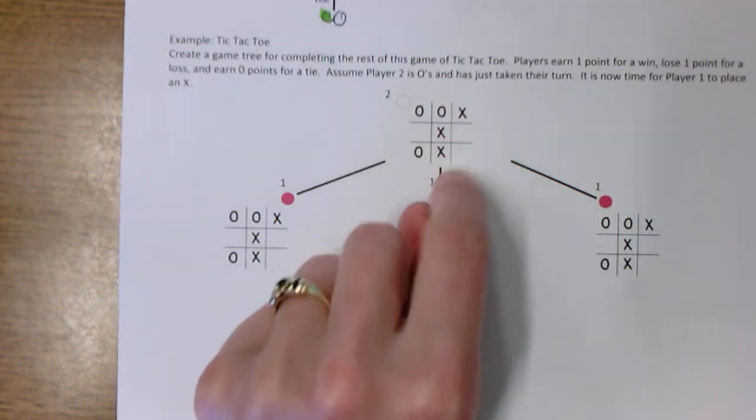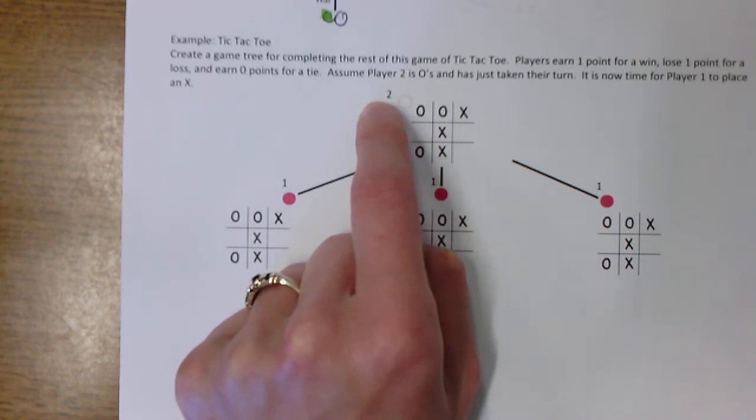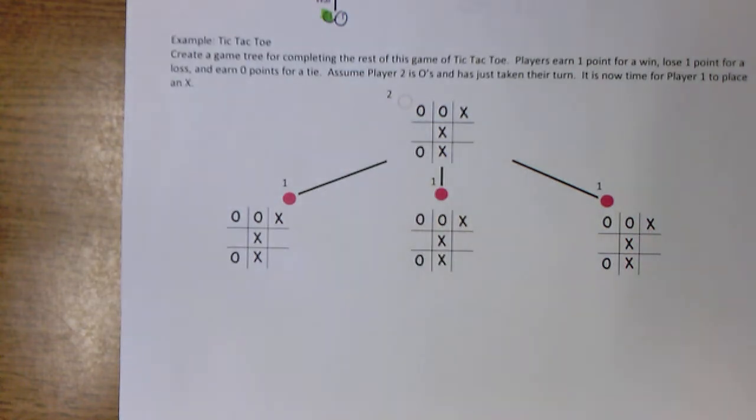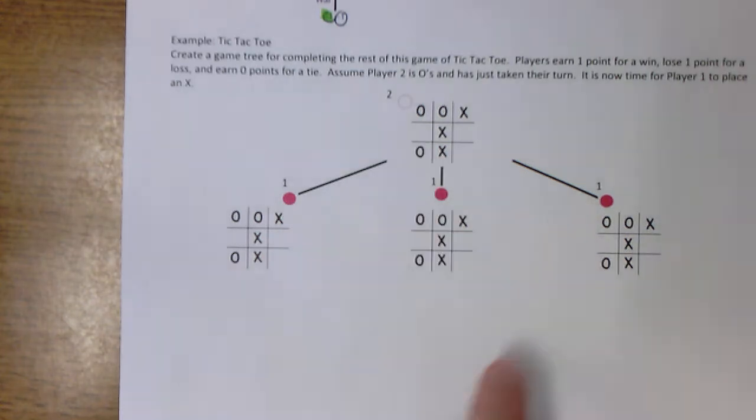So basically we're at this point in the game, all right? And we are assuming that player 2 just made their move. So player 2's just made a move. And now it's player 1's turn, and they get to decide what their move is going to be. So this board right here is just literally copy and pasted for all of these. These are all the same board.